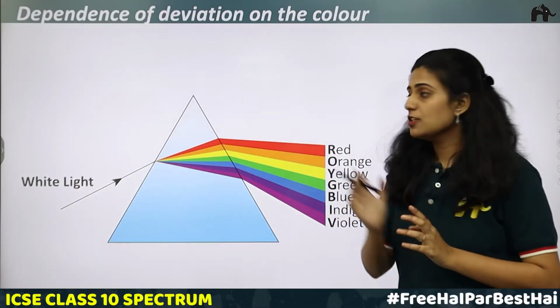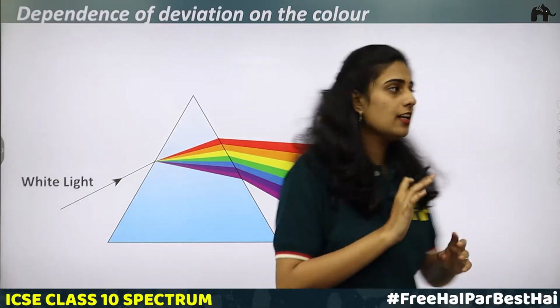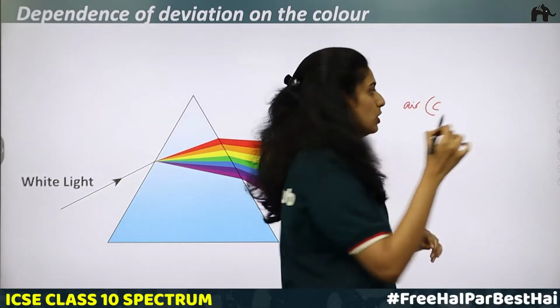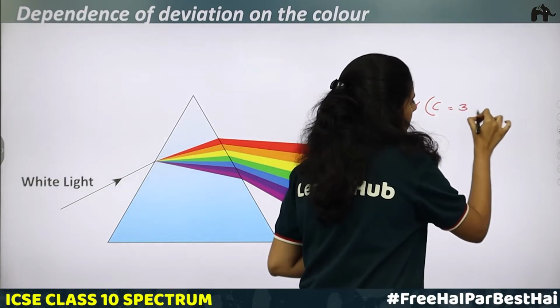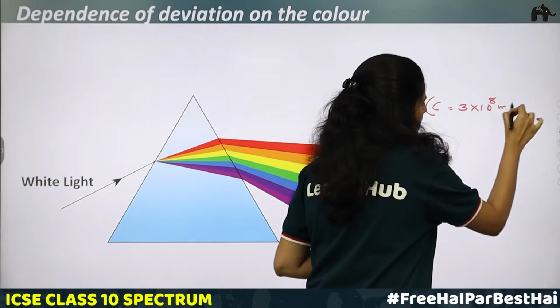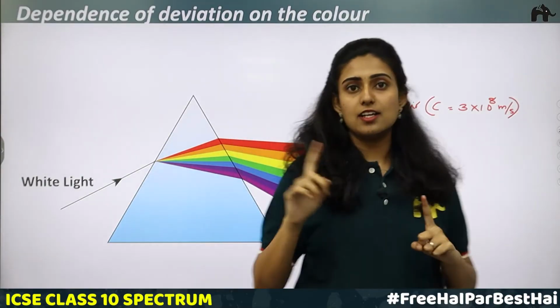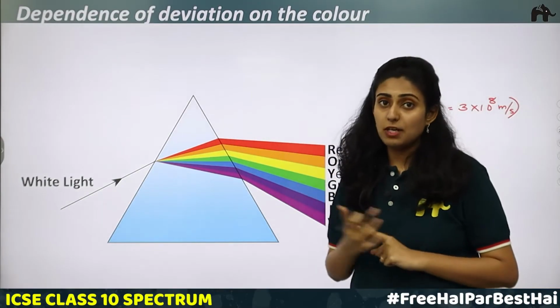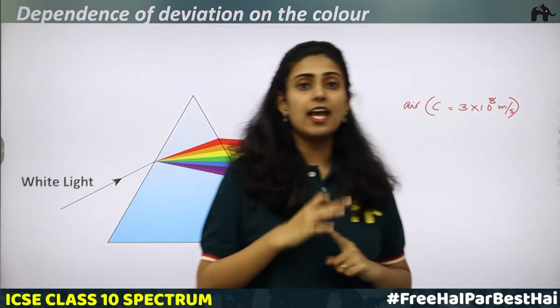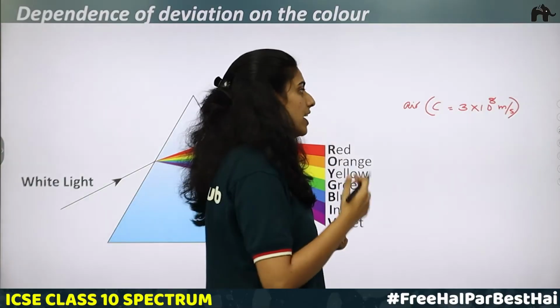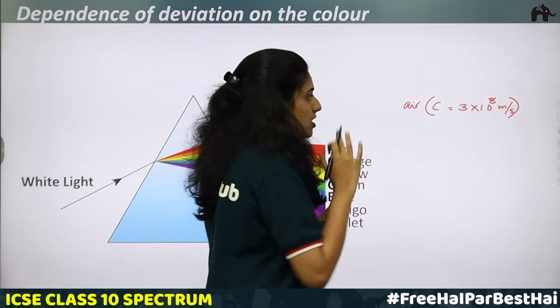Refraction happens. When you are considering a light of any color, we know that in air, the speed of that light will be c equal to 3 into 10 raised to 8 meter per second. But when you consider different colors of light in different mediums, the velocity of light will change.